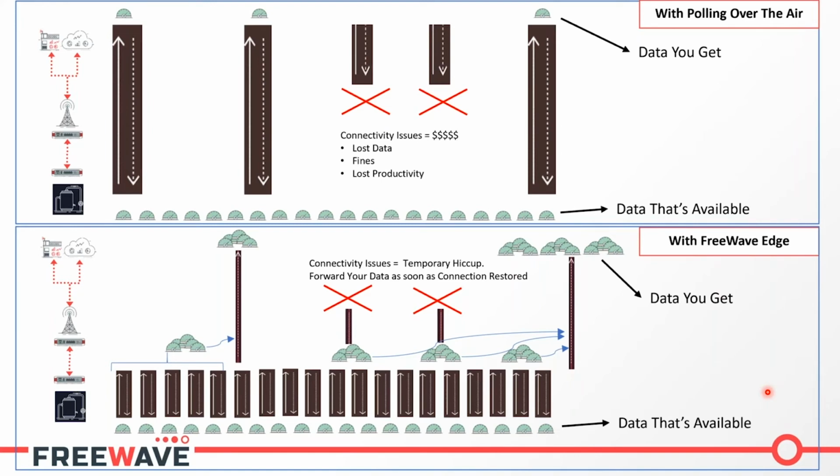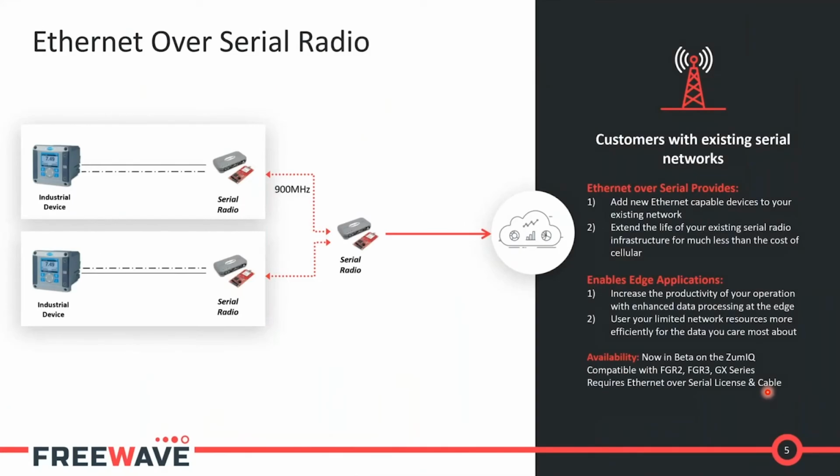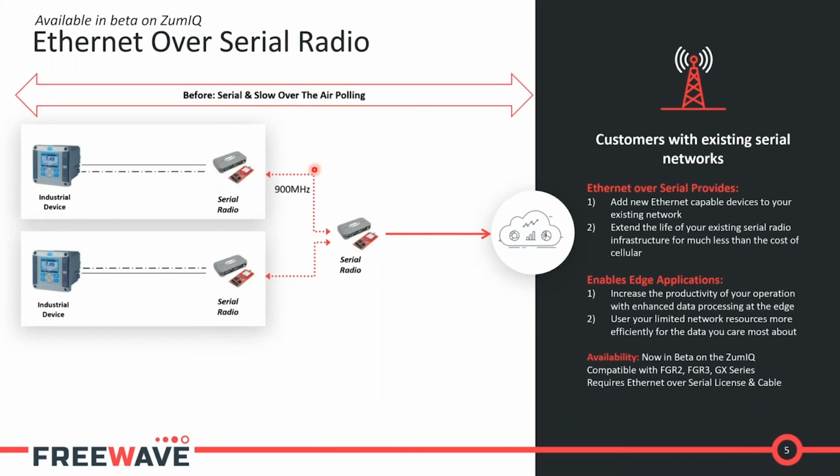I'm about to jump into a demo here, but before I do, I wanted to highlight one available feature that's in beta that's available on the Zoom IQ, and that is our Ethernet over Serial feature. If you have customers that have existing FreeWave serial radio networks with the FGR2, the FGR3, or the GX series, you can run the Ethernet over serial feature.